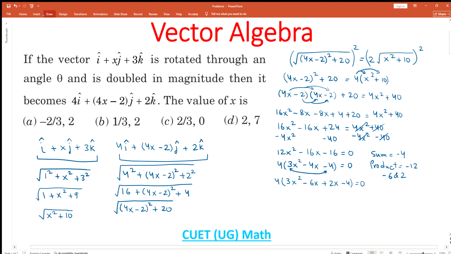We can use these two numbers to break up the middle term -4x. Now we can use the grouping method. We can pair up the first two terms and the last two terms and do common factoring for each pair. So the factor form is 4 times (x minus 2) times (3x plus 2). We can find the value of x by setting each factor equal to 0 and solving for x. So from the first factor, we get x equals 2.